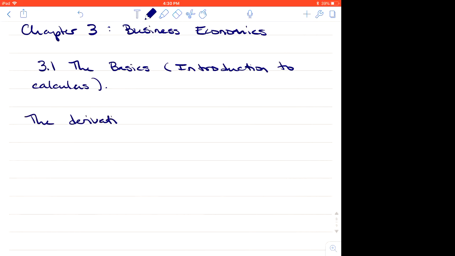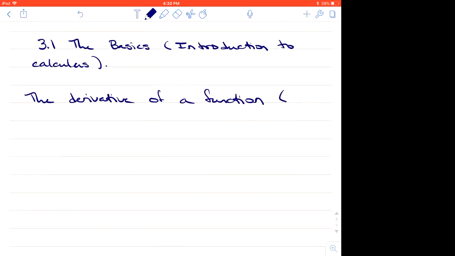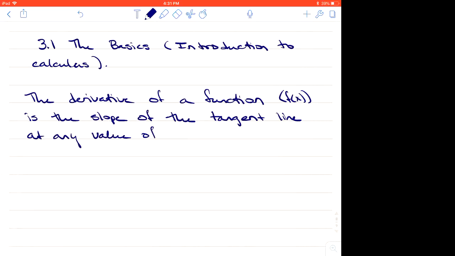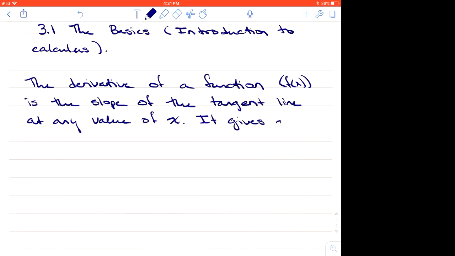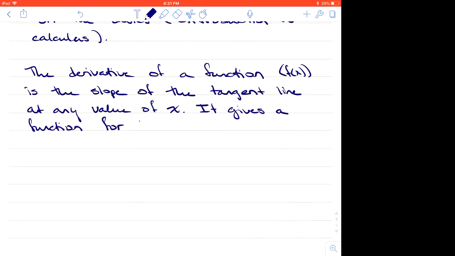So, the derivative of a function, which we denote f prime of x, is the slope of the tangent line at any value of x. Okay. So basically, it gives a function for finding the slope of the tangent line.